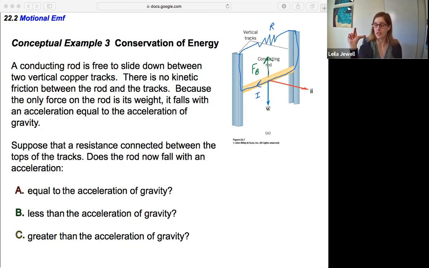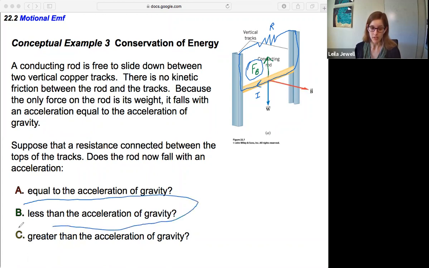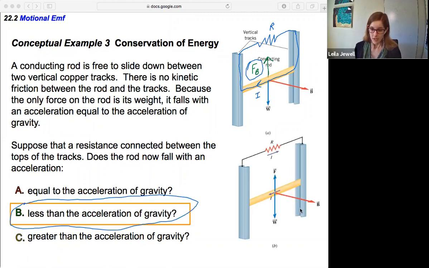There we go, this is a little easier, right? And so that's why the magnetic force is indeed upward. Now, if the magnetic force is upward, that's opposing the weight of the object, so that means our overall acceleration will be less than that of gravity. And here we have the full diagram as drawn. All right, so this introduces motional EMF. There's a lot more to come and to see how this connects to the bigger idea of electromagnetic induction. Stick around.